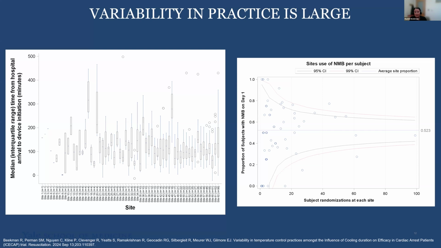And as seen in these figures, there's significant variability in process measures. The figure on the left shows the median time from hospital arrival to device initiation, and the figure on the right shows the proportion of subjects treated with neuromuscular blockade on day 1.